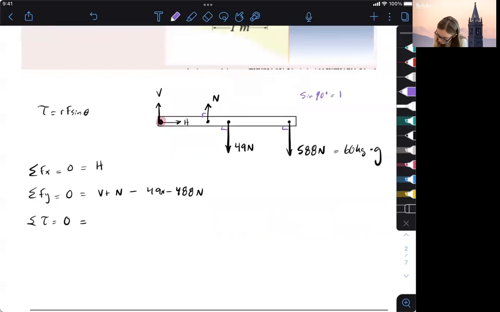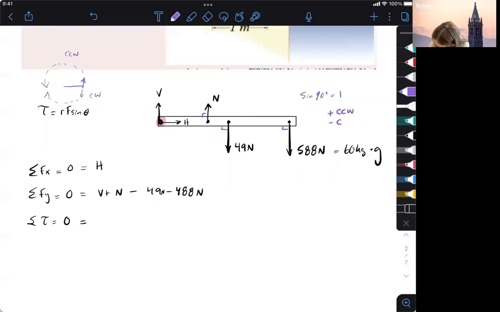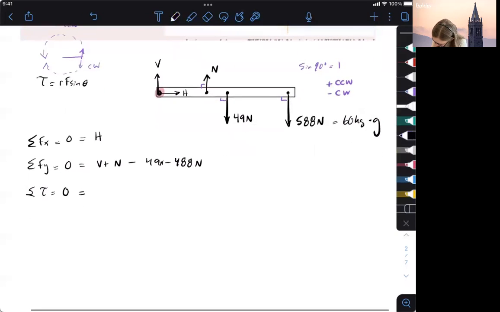The last thing we need to take into account is whether our torque is positive or negative. If we push up, we're going to cause counterclockwise rotation, and if we push down, we're going to cause it to rotate clockwise. The sign convention for torque is positive is counterclockwise and negative is clockwise. So let's think about the sign conventions for each of these.